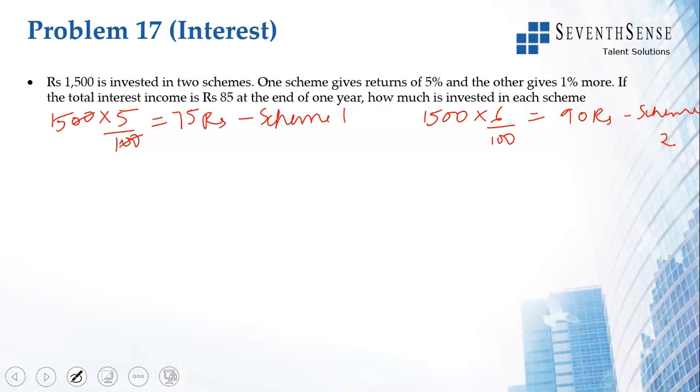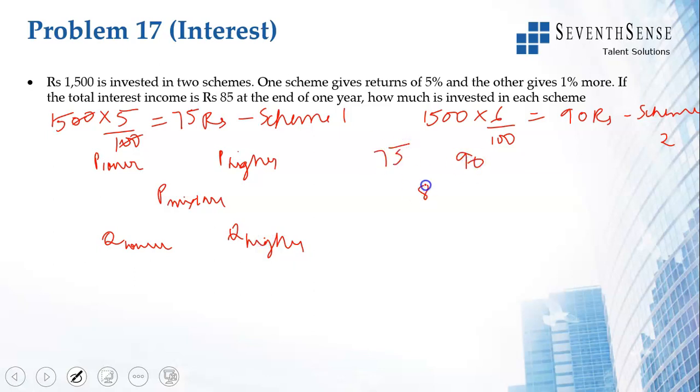But he's invested some part in scheme 1, some part in scheme 2, and he's gotten 85 at the end of the year. So you do price of lower, price of higher. This is like the mixture, right? He's invested some part in 1, some part in 2, and he's mixed. So which is the price of the mixture? You will get the quantity of lower and quantity of higher. So 75, 90, 85 gives me 5 and 10. 5 and 10 is 1:2.